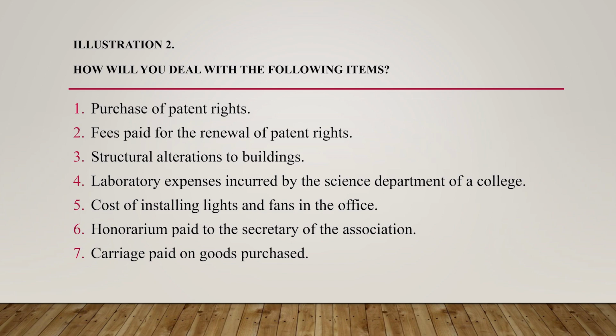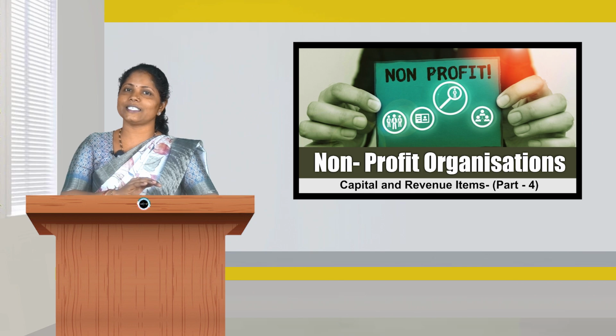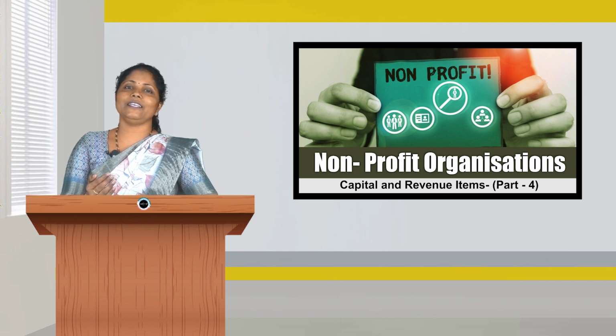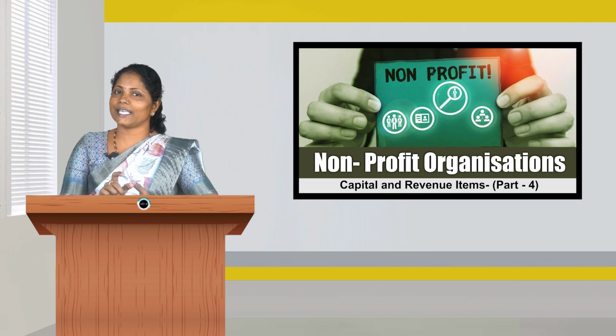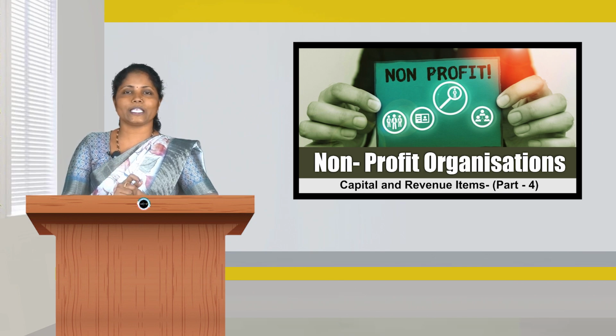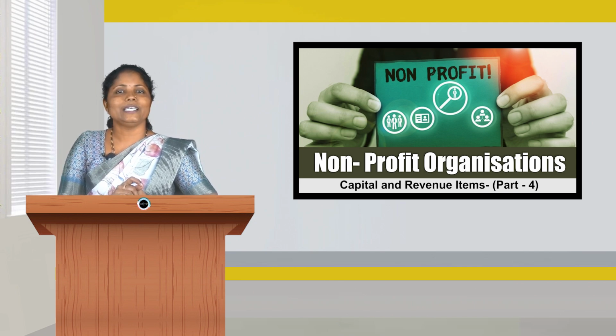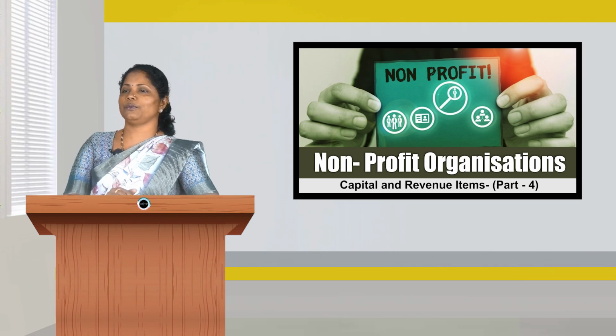Let's move to the next one. Fees paid for the renewal of patent rights. This is the expenditure which is incurred for renewal of patent rights, therefore it will be considered as a revenue expenditure. This is not the cost of the asset, okay? So that revenue expenditure is to be charged to income and expenditure account.